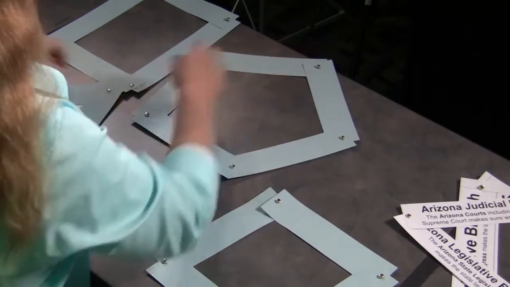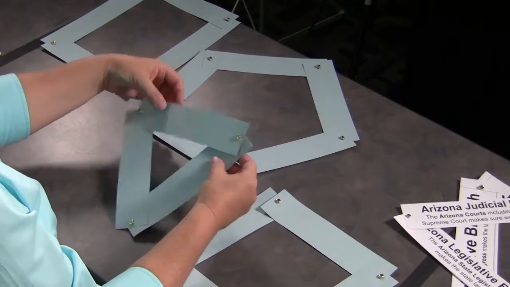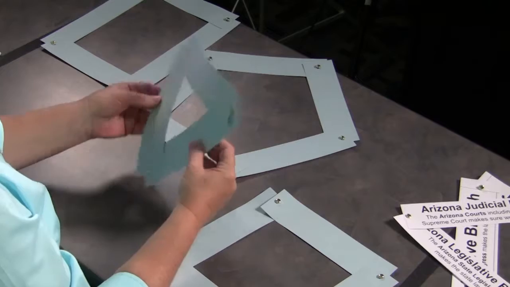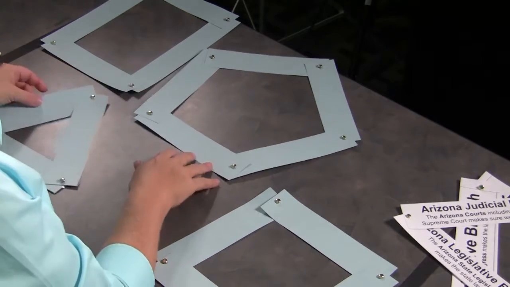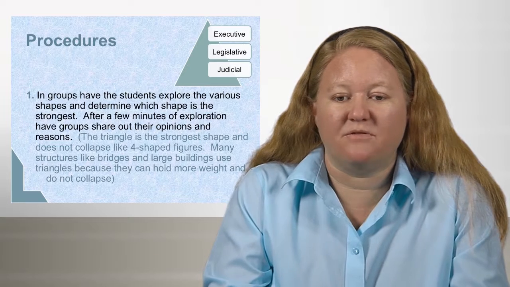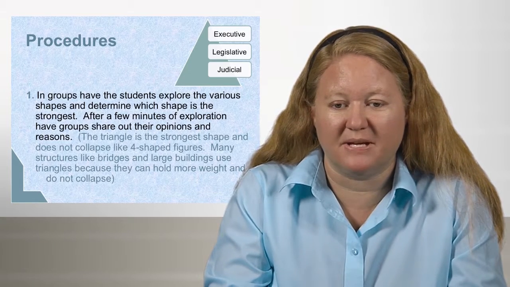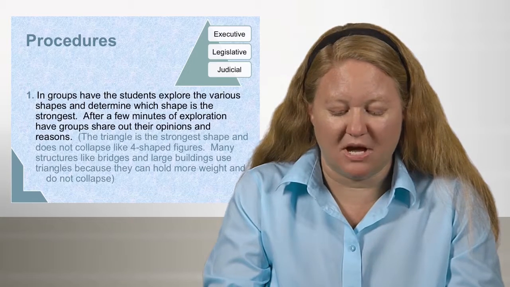As students are exploring these, they will find that the triangle cannot be manipulated. It remains a triangle no matter what they do. This triangle is the strongest shape and does not collapse like four-shaped figures. Many structures like bridges and large buildings use triangles because they can hold more weight and do not collapse.